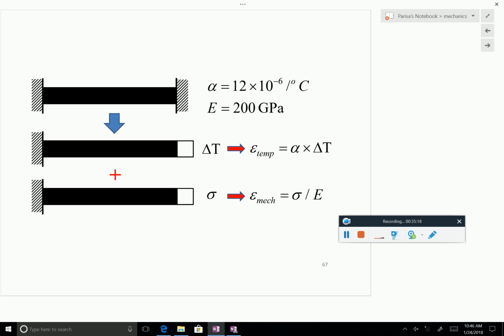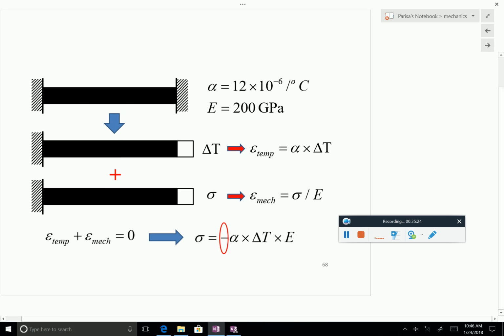So for this to stay the same, basically these two have to be equal. How much elongation you have has to be compensated by how much mechanical strain that you would have had if there was no wall. So this is the story.